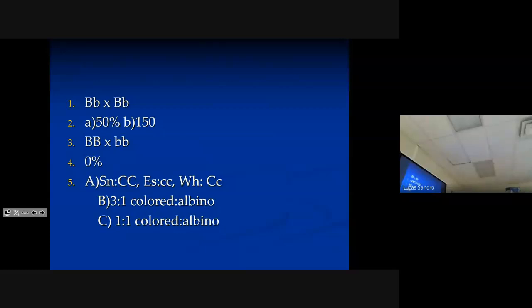One of the hardest things about problems like this is sometimes you forget to actually answer the question. Some of you probably have some of these where you got the Punnett square exactly right. You just got to answer the precise thing they were asking. So that's what these are. For number 5, this means Sniffles, Esmeralda, and Whiskers. Those are the names of the mice.